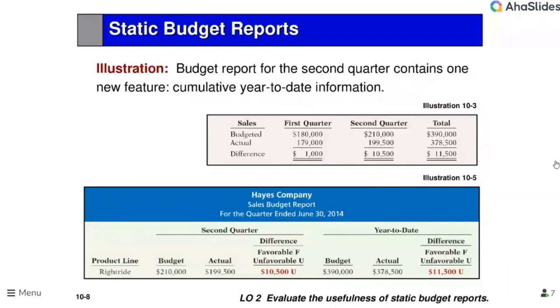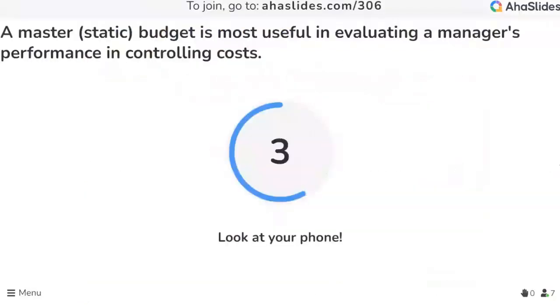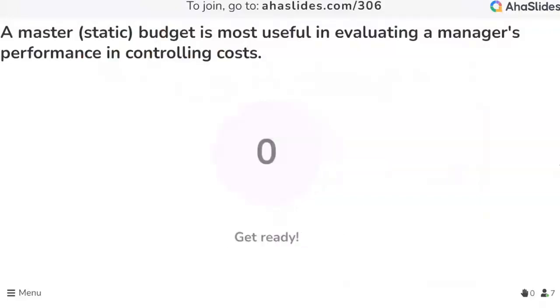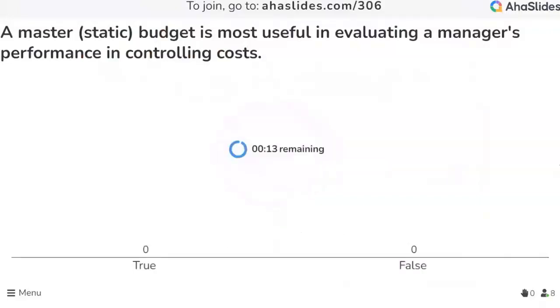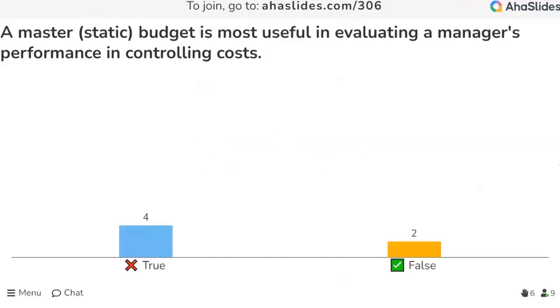All right, so answer this question for me. The master budget, called a static budget, is most useful in evaluating and managing performance and controlling costs. True or false? He tricked us last time. What's he going to do this time? That is false. It is useless to us.